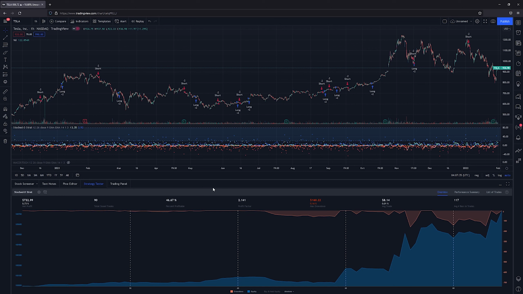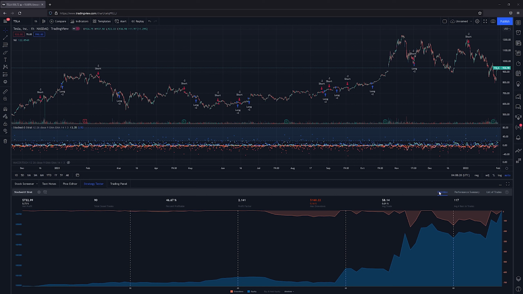And if you do that, you'll have access to all the data of all your trades. And so let's dive in to defining all of the different parameters. Okay, so you have 3 tabs in the strategy tester tab. So 3 subtabs. You have your overview tab, you have performance summary, and you have list of trades.